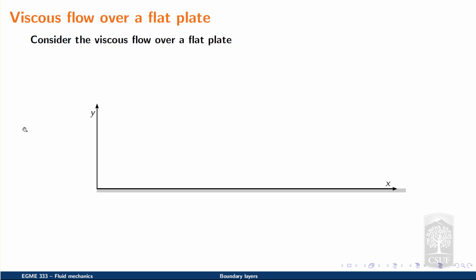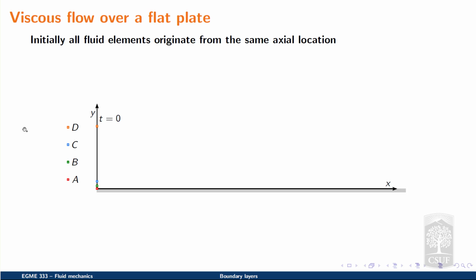So to understand this, let's further analyze the viscous flow over a flat plate. To do so, we'll track the position of a set of fluid elements. We'll have fluid element A in red, fluid element B in green, fluid element C in blue, and fluid element D in orange. And initially, we're going to place all of the fluid elements in the same axial position, which will correspond to time equals 0, and they are at x equals 0, the leading edge of the flat plate. However, each individual fluid element is going to be in a different vertical y position.